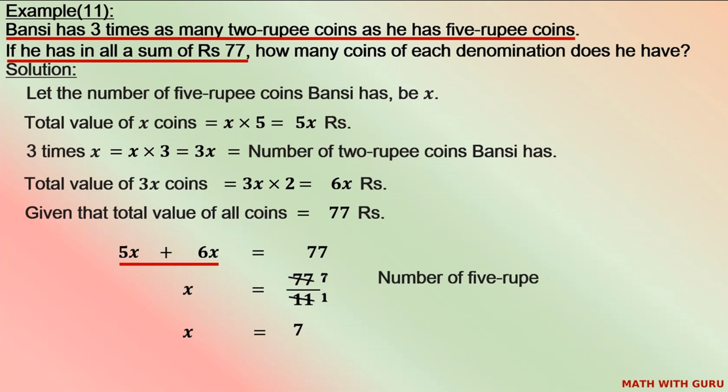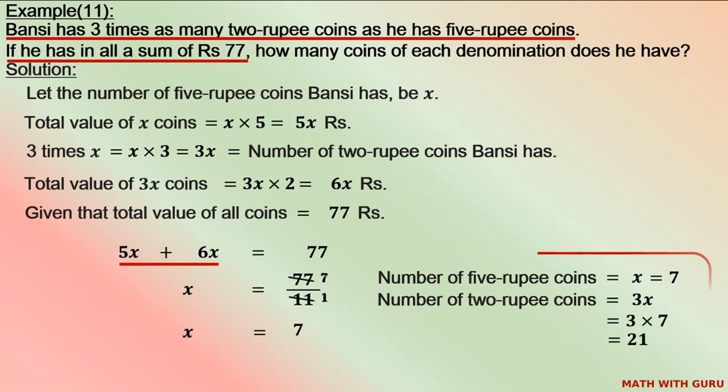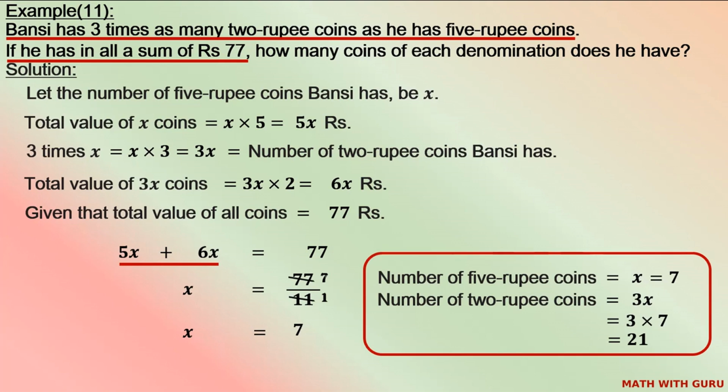Therefore, number of 5 rupee coins equals x, which is equal to 7. Number of 2 rupee coins, 3x, 3 into 7, that is 21. 7 5s are 35, 21 2s are 42, 42 plus 35 is 77. Our answer is correct.